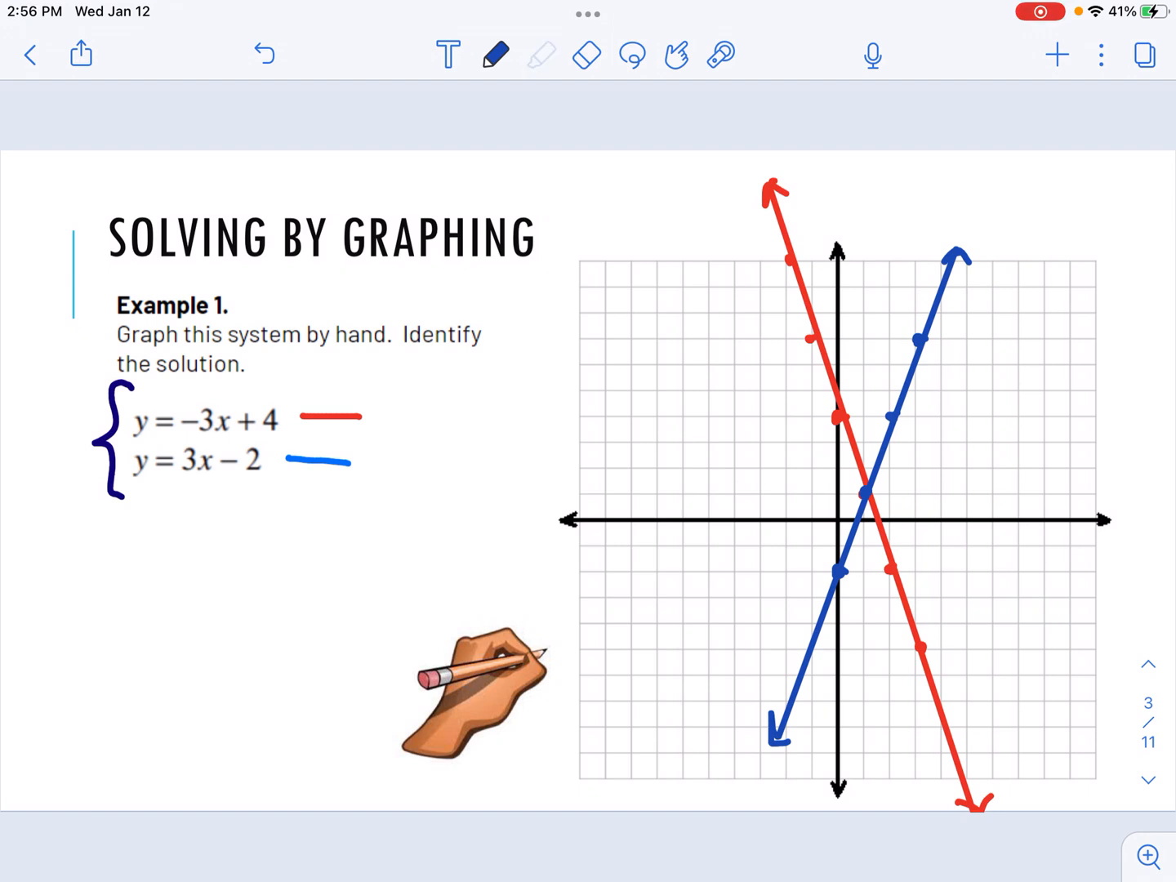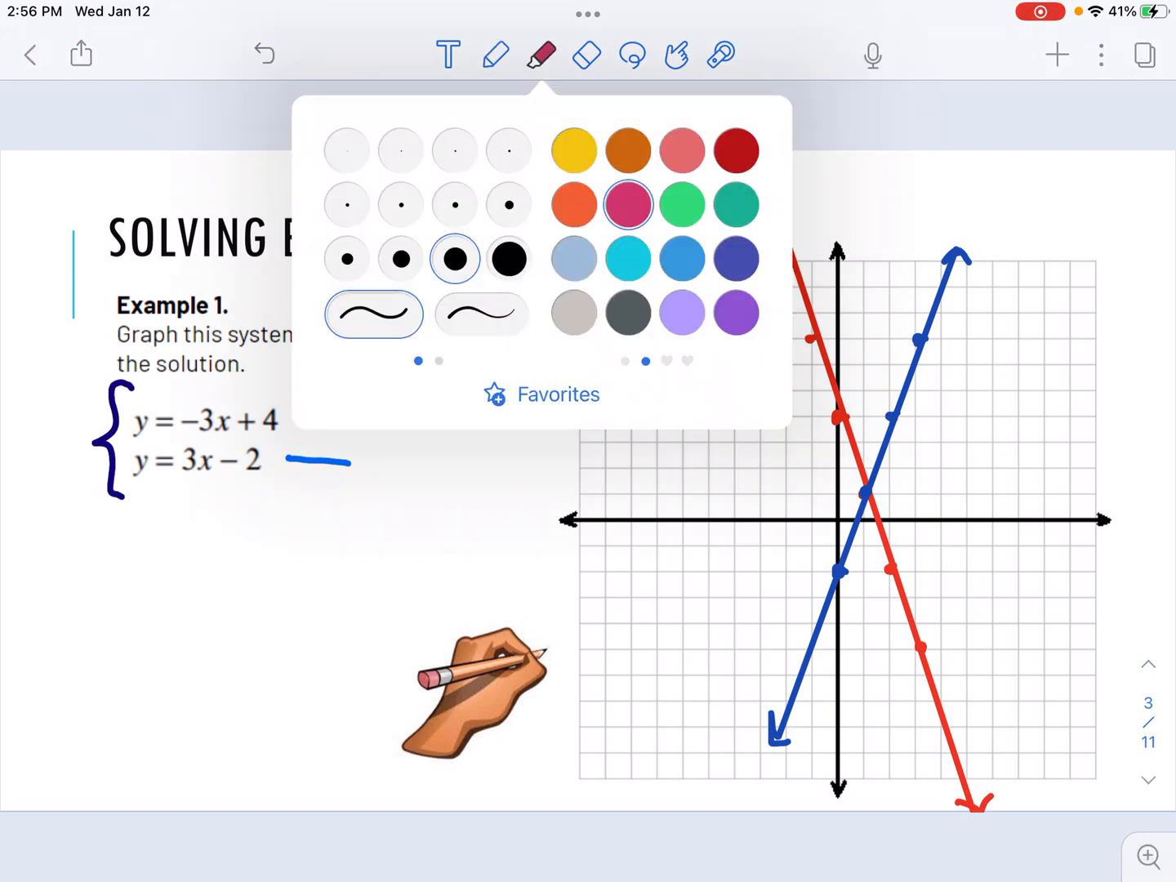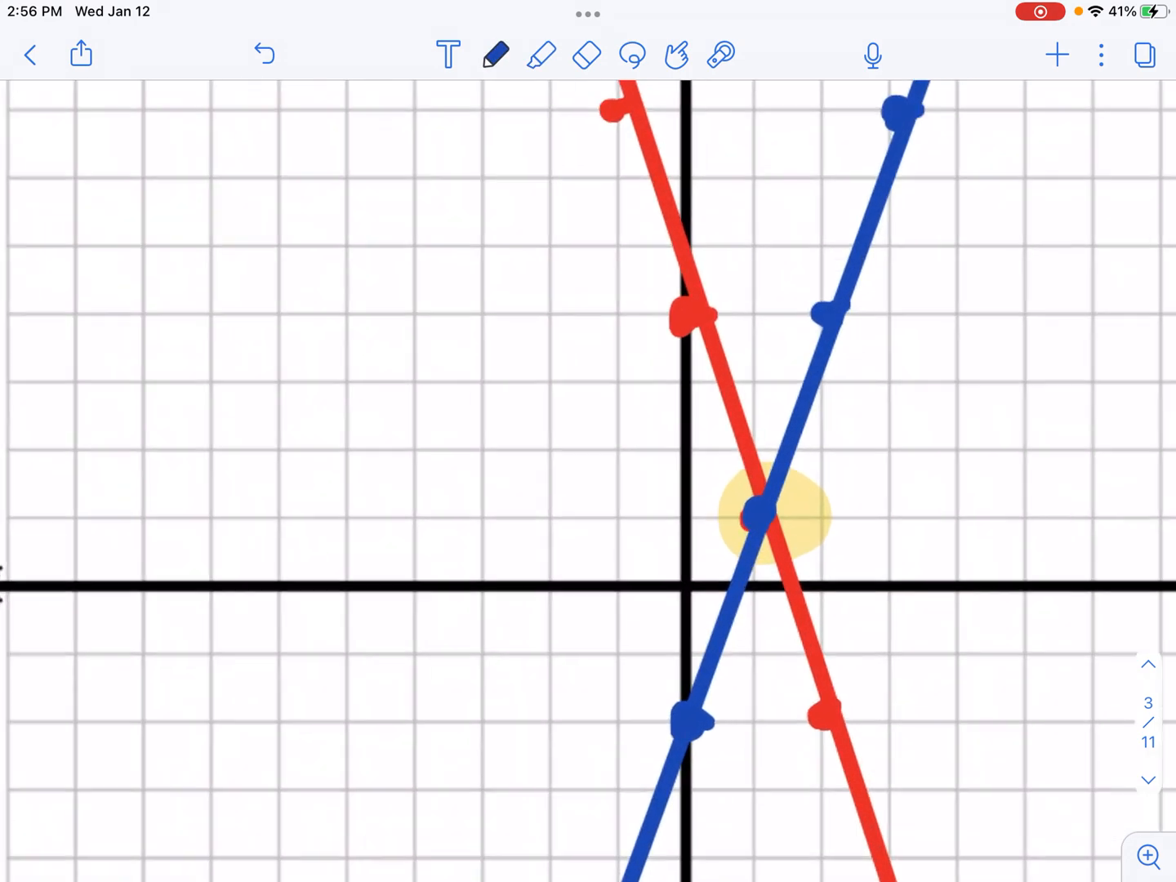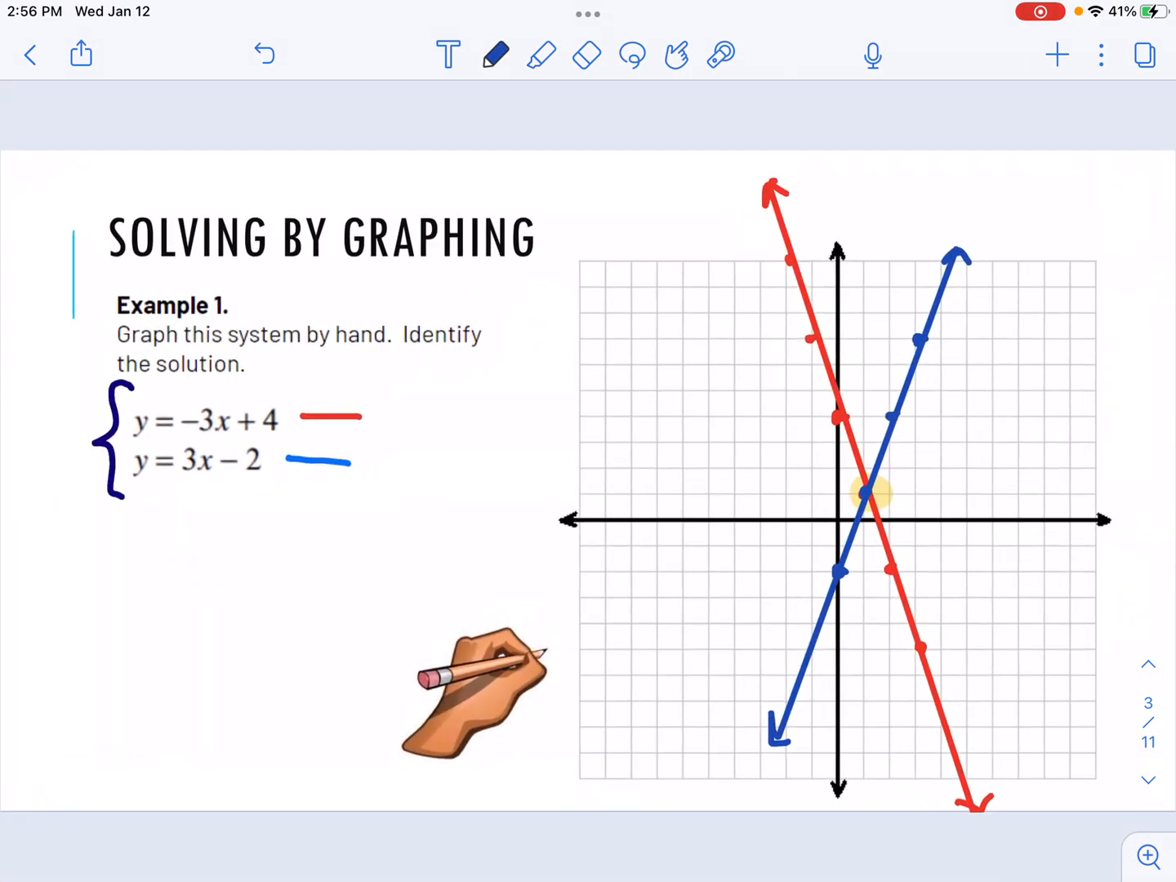Now we're going to visually look to see where the 2 lines intersect, and we can see clearly here, this is where they intersect. I'm going to zoom in, and it's at the point (1, 1). So my solution to this system is (1, 1). It's the ordered pair. Now keep in mind, we do make errors sometimes. So a very nice, easy way of checking your answer is to always plug that (1, 1) into each equation.